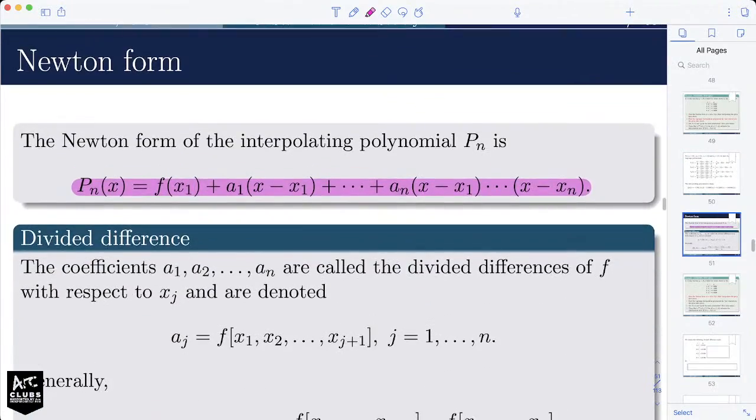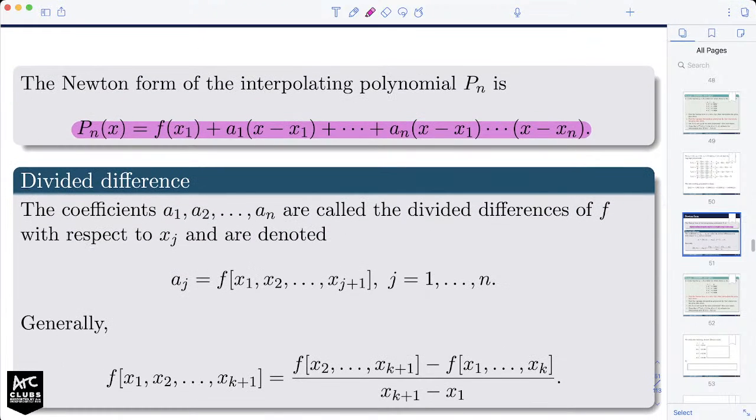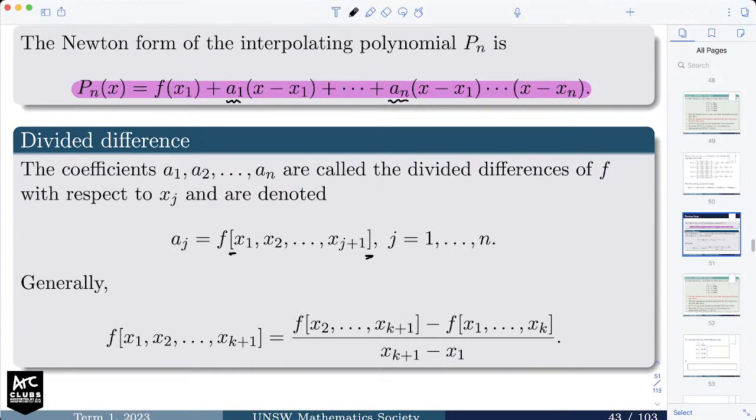With Newton's form, we did have to do a bit of extra work in calculating these coefficients. And what these coefficients are, are our divided differences. And we use these square brackets to denote our divided differences. And the formula that we use to calculate those is given over here.